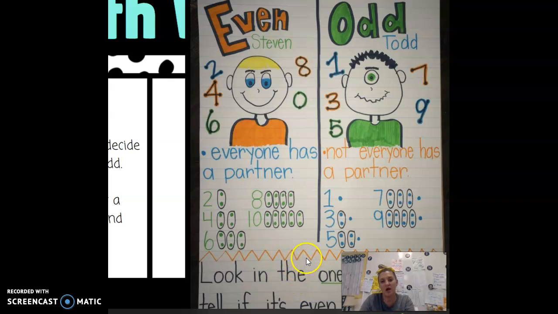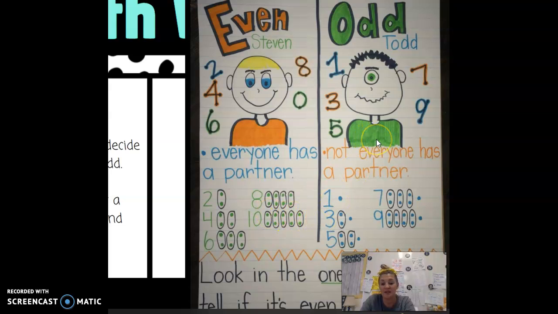All right, so even and odd, if the number is even, everyone has a partner. To tell if a number is even or odd, you're going to look in the ones place. If the number in the ones place is 0, 2, 4, 6, or 8, then it is an even number. Like I said, everyone has a partner. So you can see the numbers here. I can circle each of those, and each one is put into groups of 2.